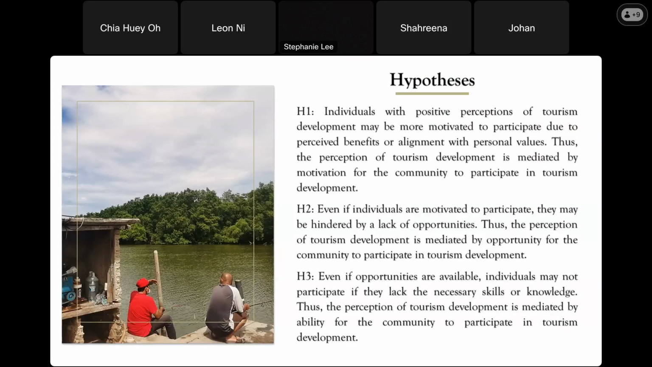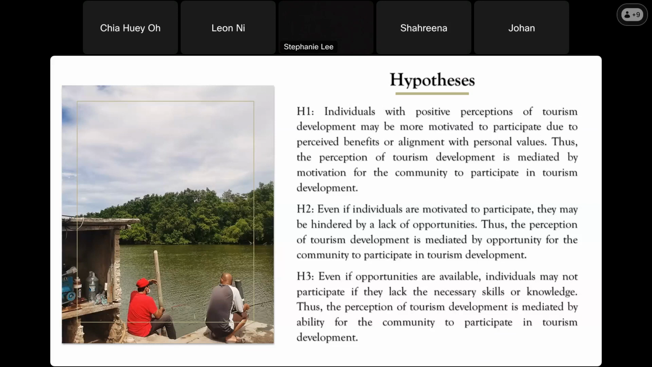So in layman's terms, when tourism development seems to provide them certain benefits, they will gain more motivation to actually participate in the tourism activities. Thus, the perception of tourism development is mediated by motivation for the community to participate in tourism development.